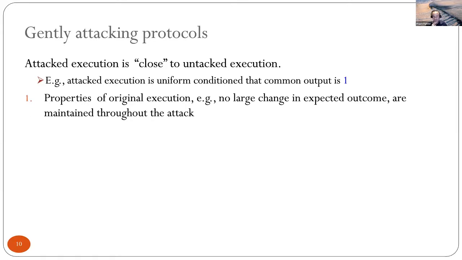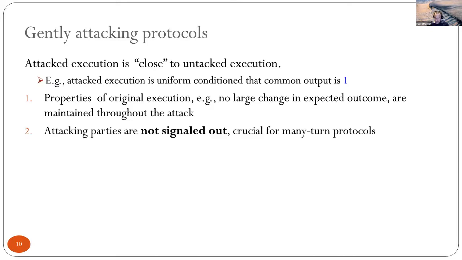First, properties of the original execution are maintained for the attack. For instance, if the original execution didn't have a large change in expected outcome, then neither does the attacked execution. It's very handy. Second, and it's very important for attacking many-turn protocols, the attacked parties are not singled out for the attack because the execution is very close to the original one.